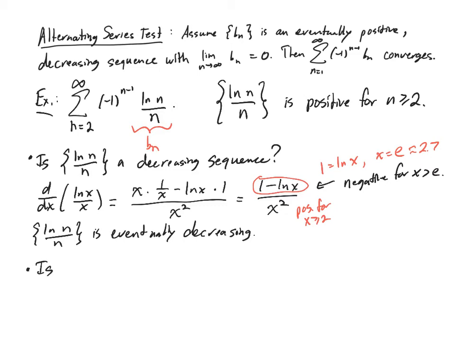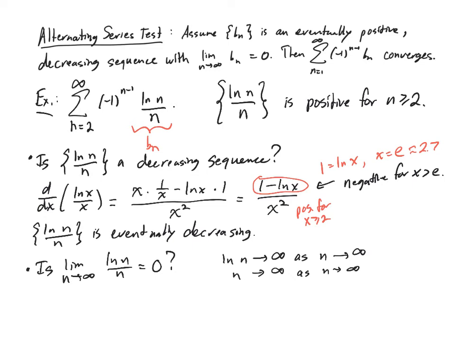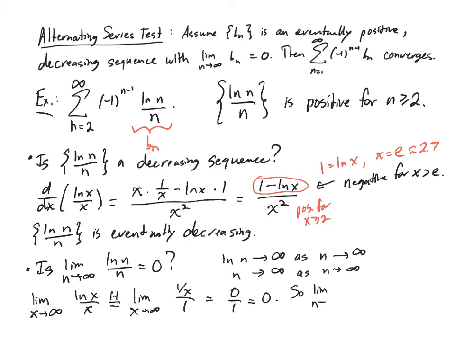What else do we have to check? We have to check: is the limit as n goes to infinity of log n divided by n equal to 0? Well, log n goes to infinity as n goes to infinity, and n obviously goes to infinity as well. So we have an indeterminate form here. Again, this is something that we've looked at before in calculus, but let's do it carefully. If I look at the limit as x goes to infinity of log x over x, so that I have something continuous and can use L'Hopital's rule, this is, by L'Hopital's rule, the limit as x goes to infinity of (1 over x) divided by 1, which as x goes to infinity is 0 over 1, which is 0. And so the limit as n goes to infinity of log n over n is equal to 0, like we wanted.